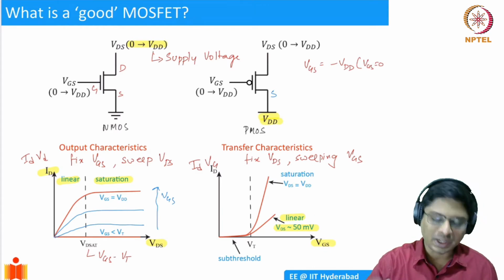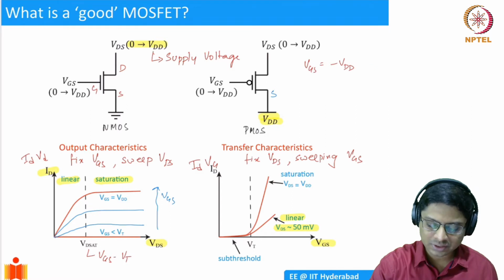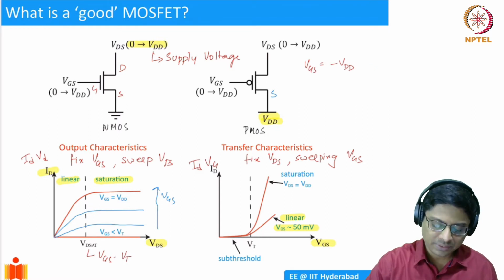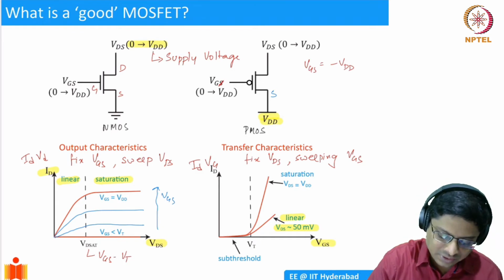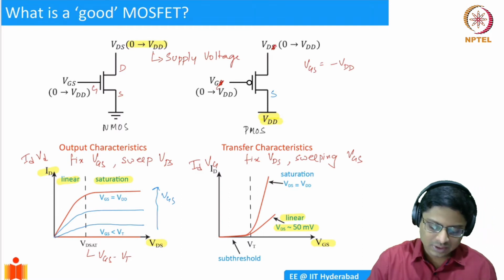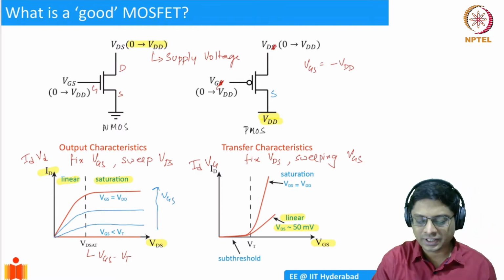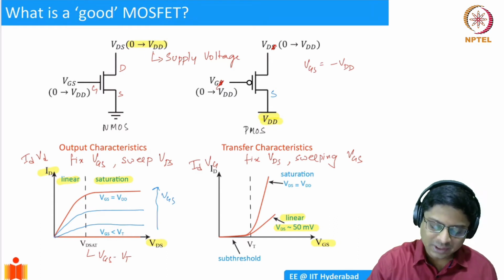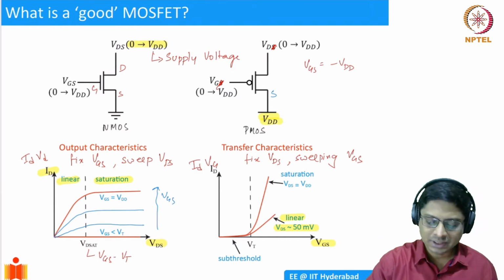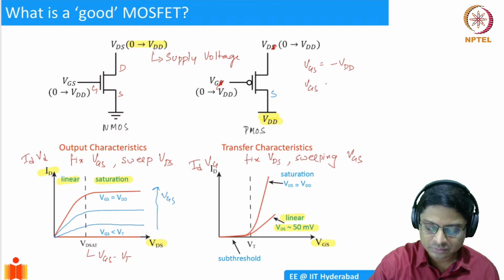VG is 0. If I apply 0 volts to the gate, then I get VGS related to the source. I'm sorry, I should not write this as 0 to VDD. I should say that this is only VG and this is only VD. If I say VGS, I'm referring to it relative to the source. And then if I keep my gate voltage at VDD, then my VGS is going to be 0.